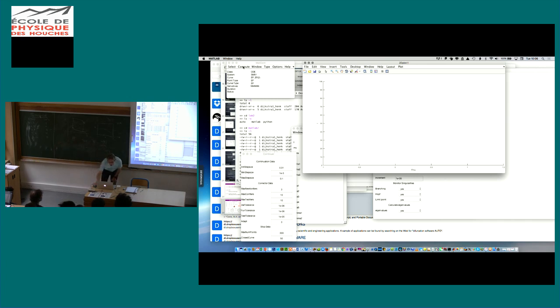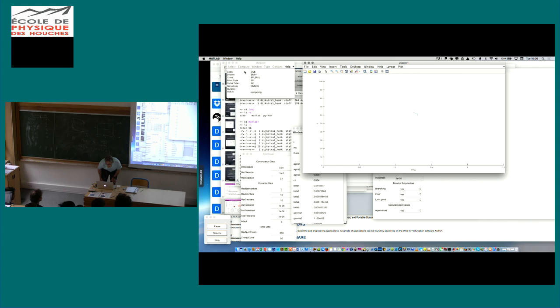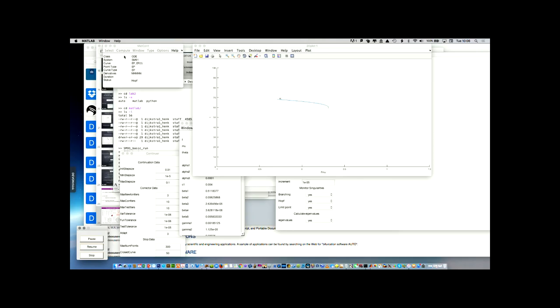So now, how do you do it? Well, compute means it computes this branch from this initial point, and you will probably see where that's located. Now it's a very tiny curve, but you see here, and now it detects, it says Hopf.